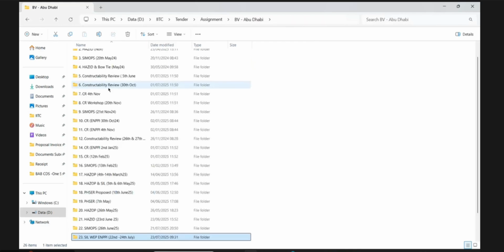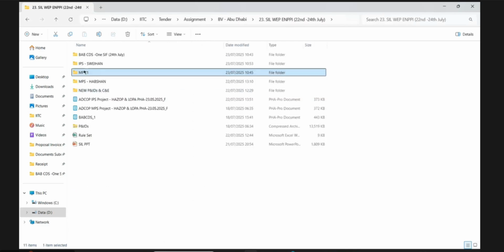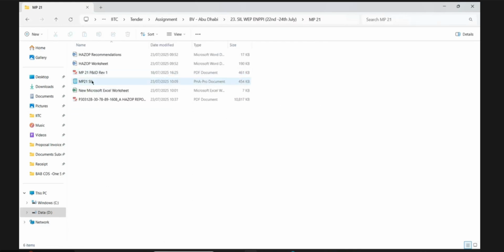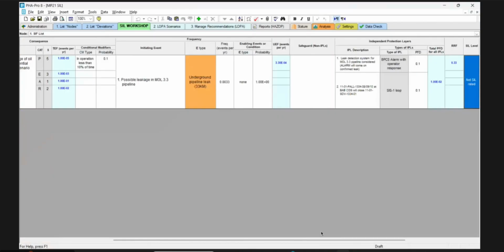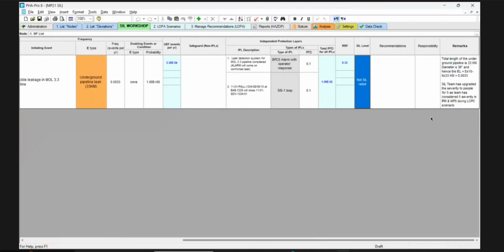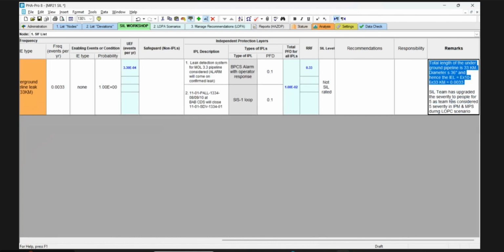Abu Dhabi, WAP, MP21. Guys, if you see here, please focus here. If you see here on the right side, we defined yesterday the total length. The total length of underground pipeline is 33 km, diameter is 36 inch. Hence, IEL is 10 power minus 6 into 33 km, is 0.0033. Okay. Perfect.